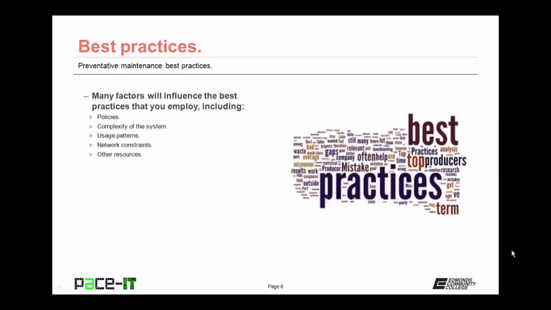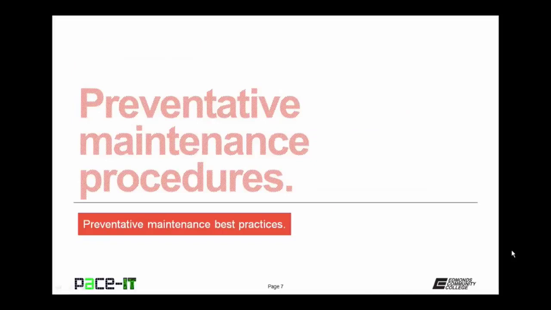Best practices can be determined by policy, company policy. It can be determined by the complexity of the system, or by usage patterns, network constraints, or access to other resources. All of those can have an effect on your best practices. Now let's move on to some maintenance procedure best practices.